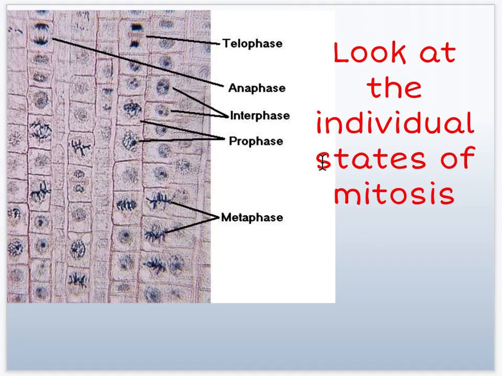And so I like to go back and look at this picture because it shows different, this is just onion root tip cells. And if you look at it under the microscope, you can actually see the cells going through this process, which is pretty cool.